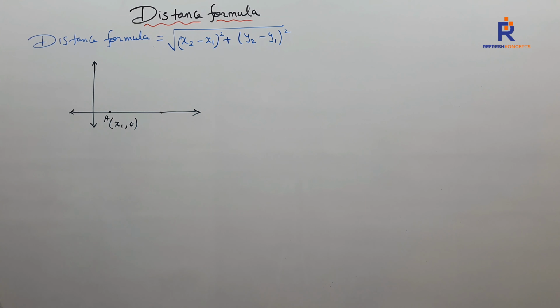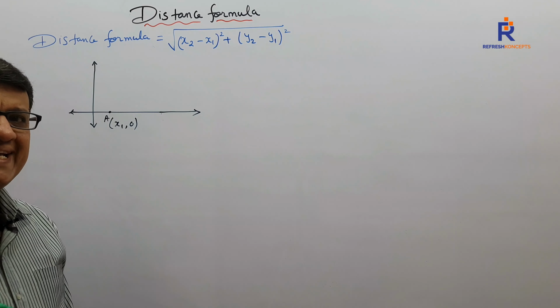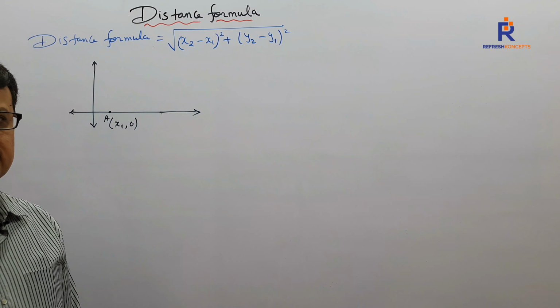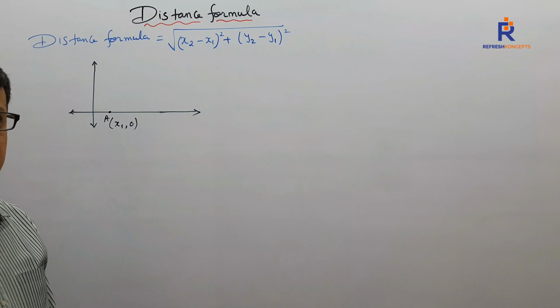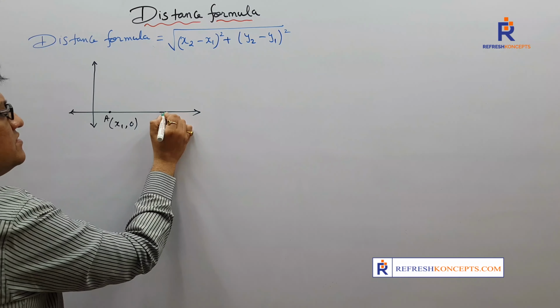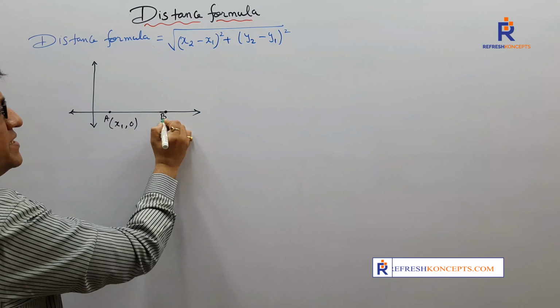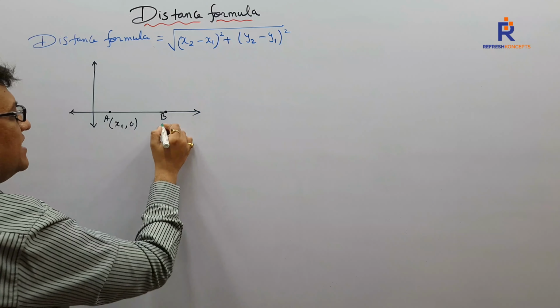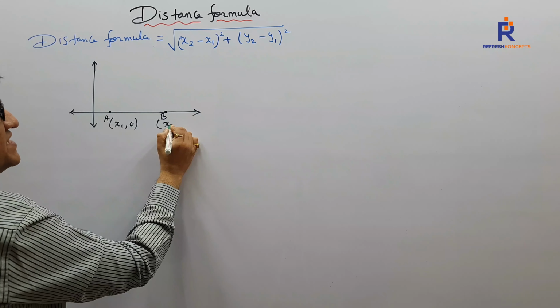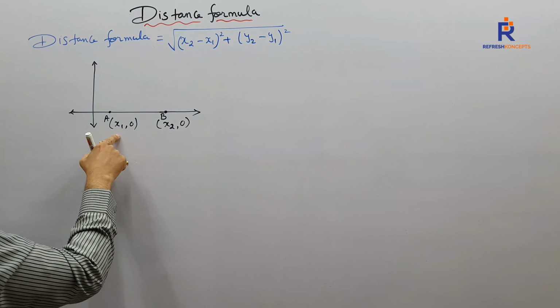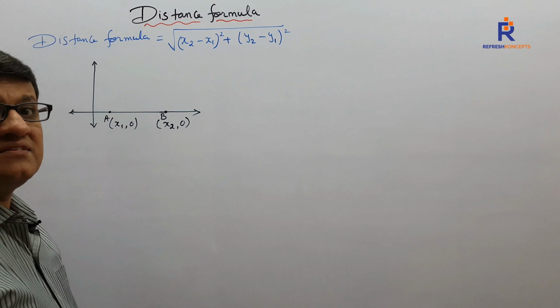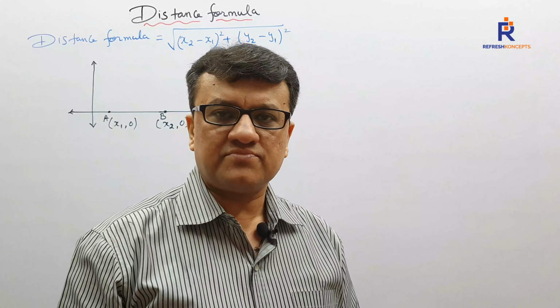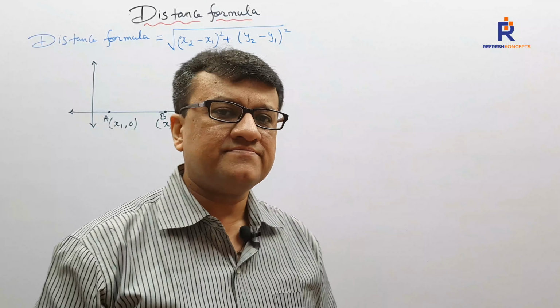Now sir, why x1 comma 0? Because on the x-axis the y coordinate is 0. Now I have point B over here on the x-axis itself. What is the answer then? By this time many must have said, x2 comma 0. So if this is x1, 0, this is x2 comma 0. On the x-axis the y coordinate is 0.